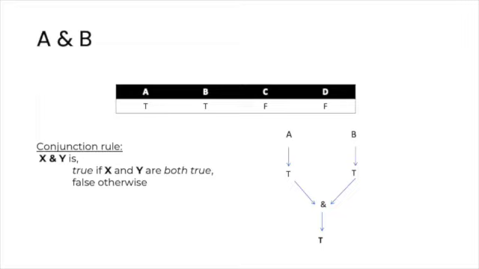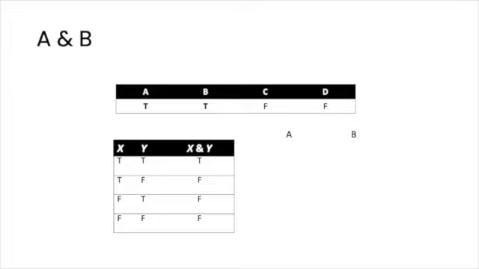We can also visualize this process with these two tables. The first one gives the values of the component sentences, in this case A and B. The second one is a truth table for the conjunction. Again, A and B are both true, and the case in which both conjuncts are true is shown in the first row of the truth table for the conjunction, so it yields true. So A ampersand B as a whole is true.